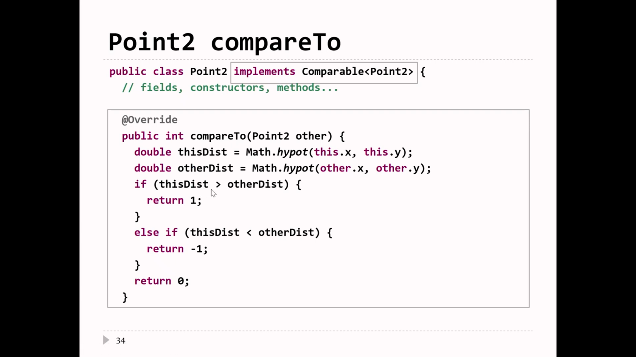If this distance is greater than the other distance, we have to return a positive integer. It doesn't matter which positive integer. It's only the sign that matters. So you can return 1. If the distance of this point is less than the distance of the other point, you have to return a negative integer. It doesn't matter which one. So we can return -1. If the distances are the same, we can return 0.